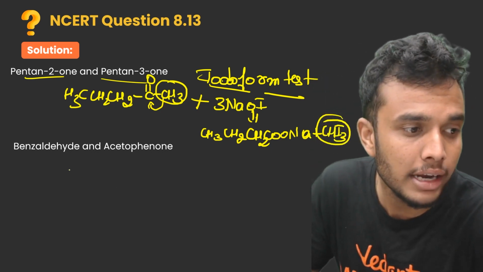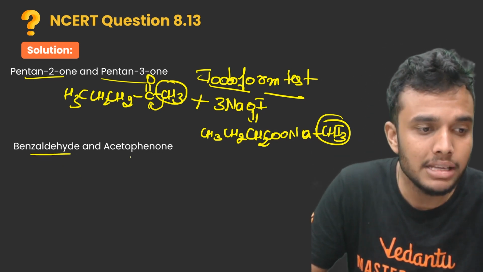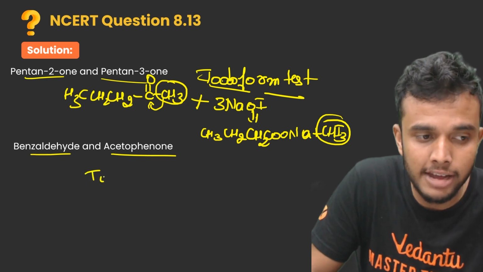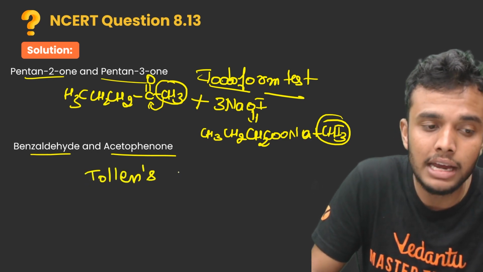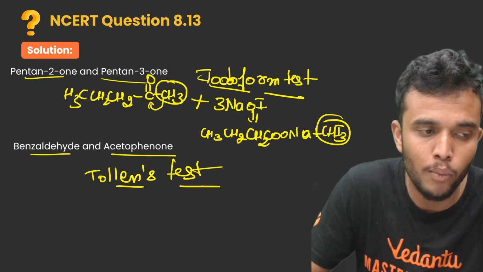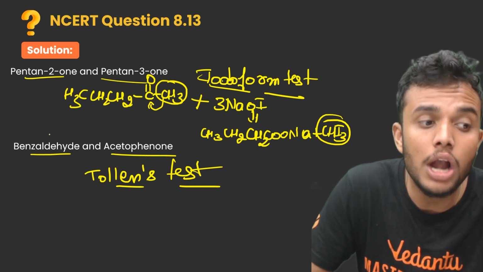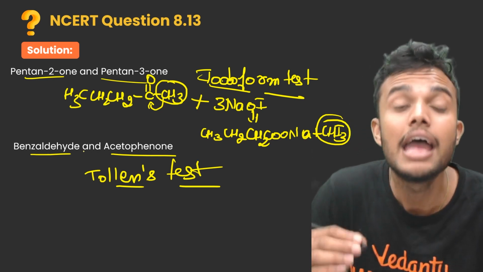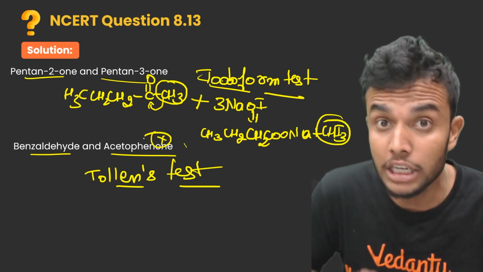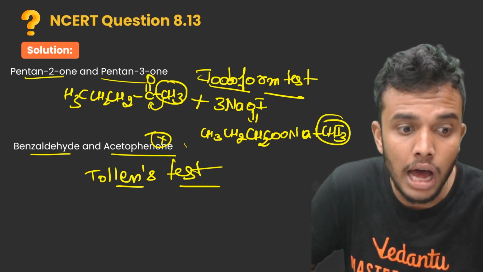Right, students, next move on to the next pair. The next pair is benzaldehyde and acetophenone. Aldehyde and ketone group, we already discussed in the first one. We can easily differentiate these two by the Tollens test. What happens if benzaldehyde is reacted with Tollens reagent? It shows a positive response, not acetophenone. Why? Because the ketone group does not show any positive response for the Tollens test.